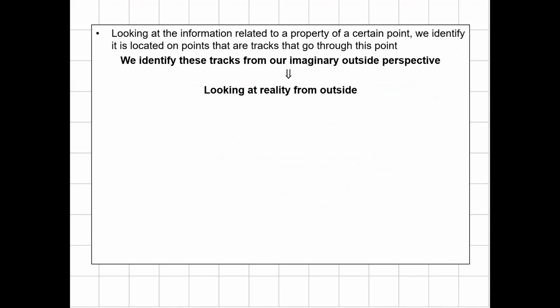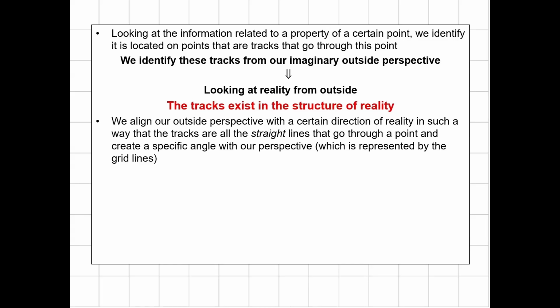Now it is very important to understand that the tracks that we identify exist in the structure of reality. And this means that we, with our outside perspective, can align ourselves with a certain direction of reality. And when we align ourselves with this direction, the tracks are all the straight lines that go through a point and create a specific angle with our perspective, which I'll remind you is represented by the gray grid lines. And in our model, we will choose an angle of 45 degrees.